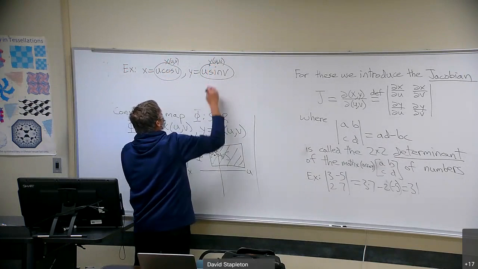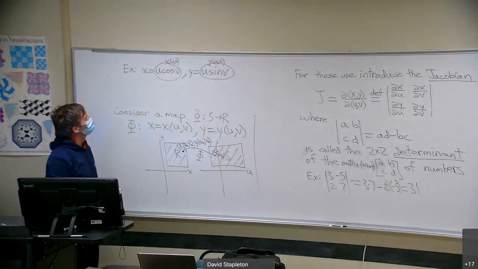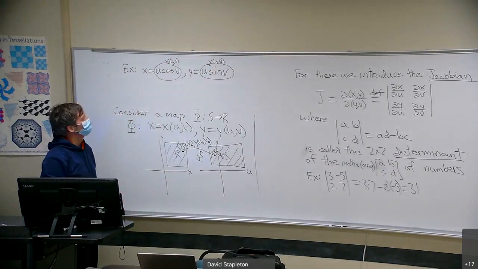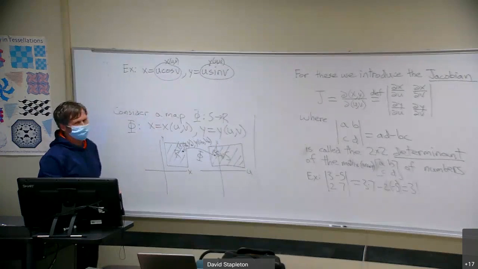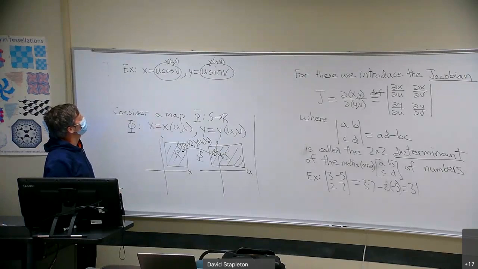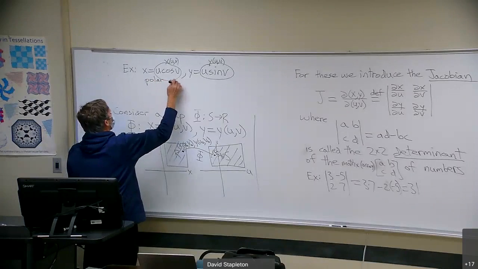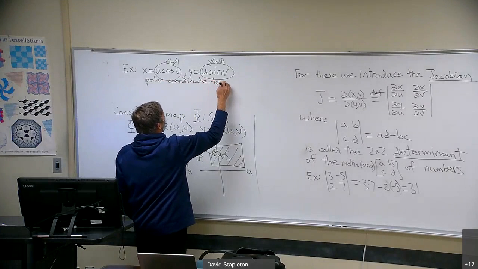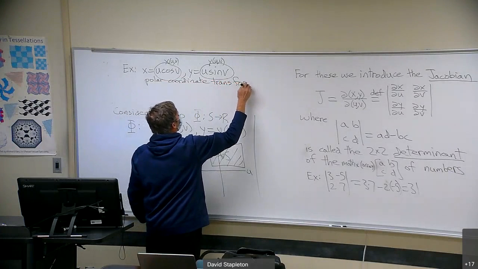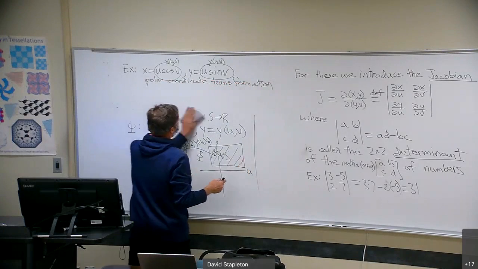What does that remind you of? u cosine v and u sine v. You just put r and theta instead, polar coordinates, right? So this is a transformation between polar and rectangular coordinates. I wonder what the Jacobian is for that one, right?